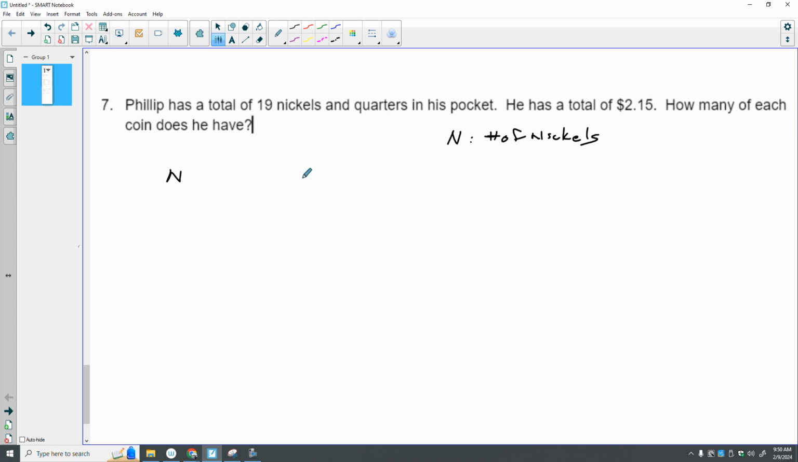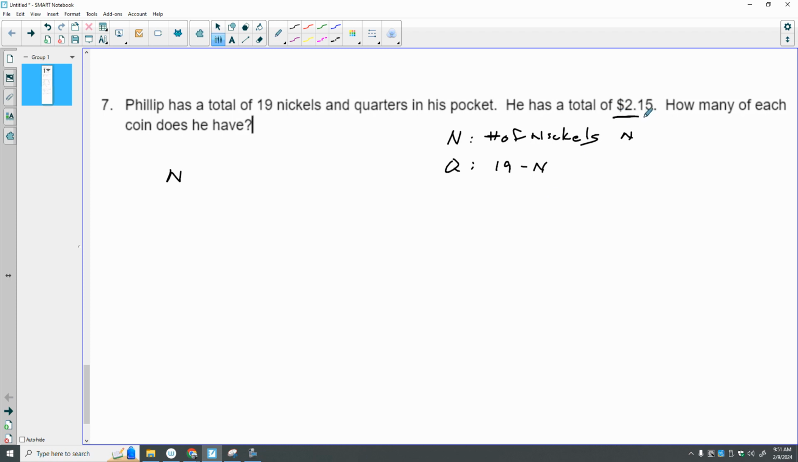Okay, so what is the number of quarters if I have N nickels and 19 coins total? What do we have for quarters? The number of quarters is equal to 19 minus however many nickels we have. If 19 is the number of coins and N is the number of nickels, then whatever you have for nickels, subtract that, and that's the number of quarters. Okay, so there's our first scenario. Number of nickels is N, number of quarters is 19 minus N.